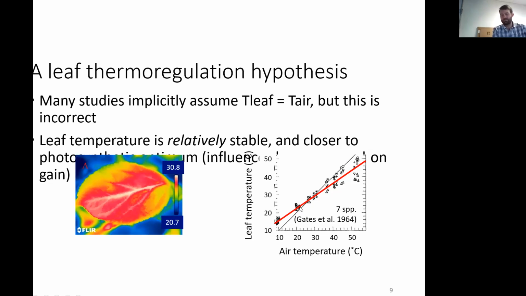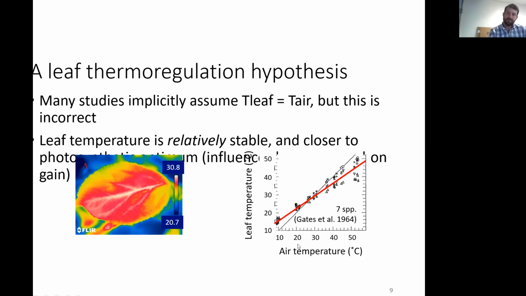Basically, they had a growth chamber with a bunch of different plant species growing in it. This is for 7 plant species. They were able to change the temperature of the air in the growth chamber from about 10 degrees Celsius to 55 degrees Celsius. As they changed the air temperature, they had thermocouples, and they were able to measure the air temperature and the leaf temperature. And they just plotted a very simple graph with leaf temperature over air temperature.